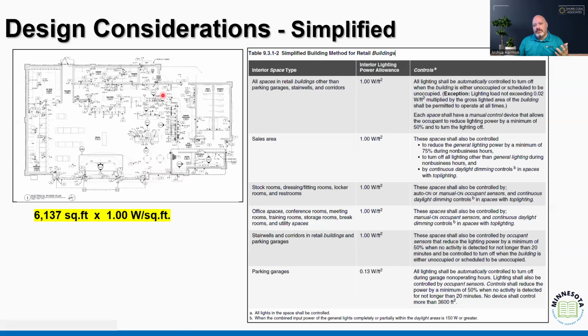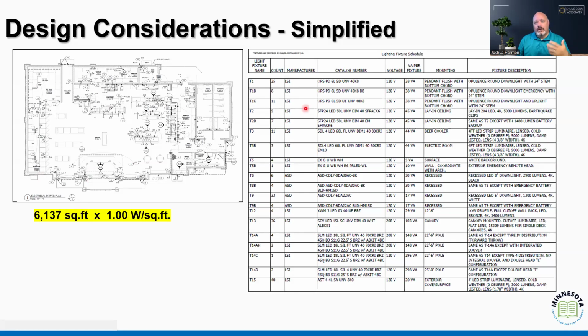So if we were to try this on our facility, we've got a 6,137 square foot building. We're going to call this a retail building. We talked about this as a convenience store, and that convenience store at 6,000 square feet is going to get 1 watt per square foot of allowable power. We then would calculate all of the lighting requirements of that interior space.